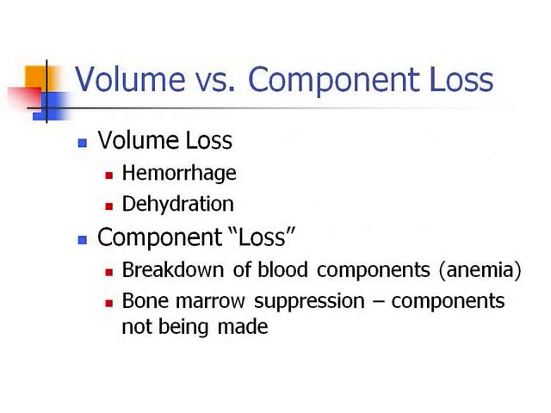When we look at imbalance, we can look at, is it a volume imbalance or is it a component imbalance? A volume loss, that's loss in the total body water, comes from hemorrhage or basically from dehydration. A component loss by itself, yeah, we can do it with hemorrhage, and we'll get a volume loss as well. But just a component loss itself would be a breakdown of the blood components, like anemia. It would also include bone marrow suppression, where these components are not even being made.